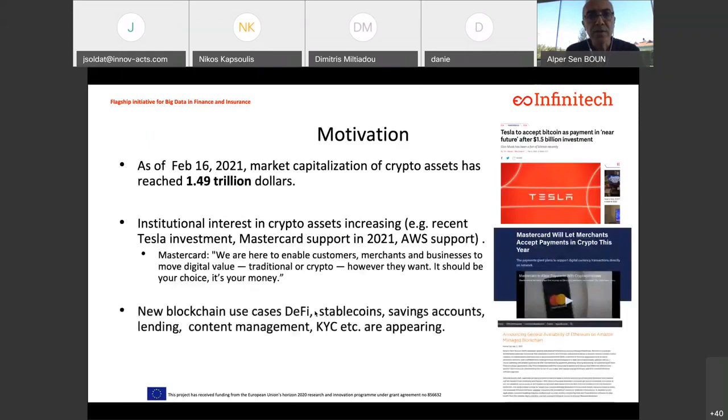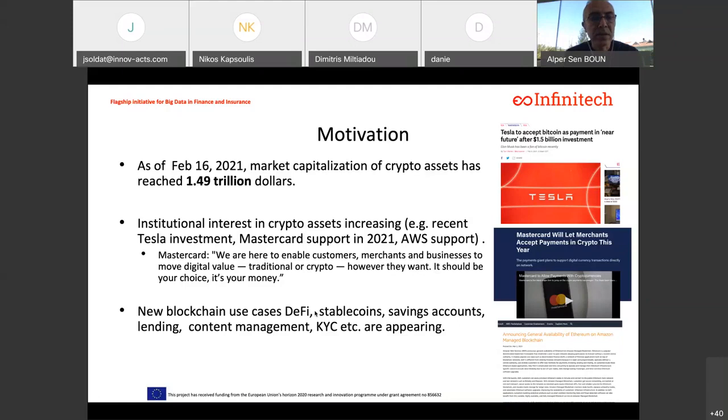Okay, as John also gave this motivation earlier, we know that the market capitalization of crypto assets has grown immensely, and as of February 16, it was $1.49 trillion. Actually, I stopped counting it, so it's probably gone up even since then. And not only that, notwithstanding that, there's institutional interest in crypto assets.